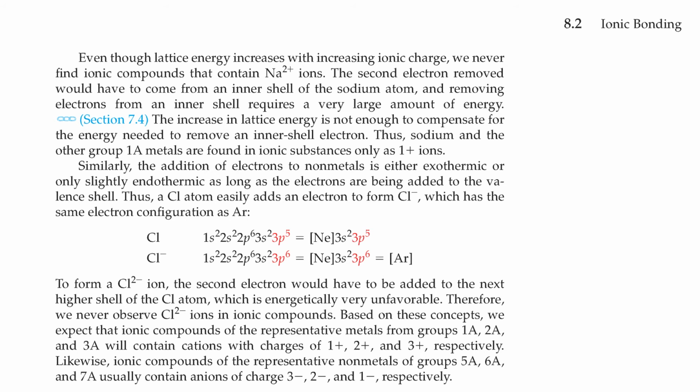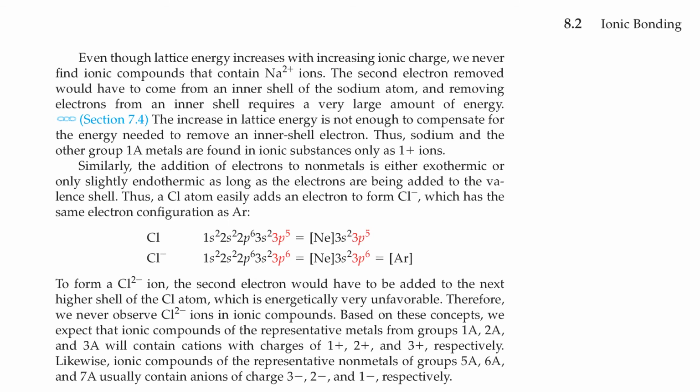Similarly, the addition of electrons to nonmetals is either exothermic or only slightly endothermic as long as the electrons are being added to the valence shell. Thus, a chlorine atom easily adds an electron to form chloride, which has the same configuration as argon. To form a Cl2- ion, the second electron would have to be added to the next higher shell of the chlorine atom, which is energetically very unfavorable. Therefore, we never observe Cl2- ions in ionic compounds.